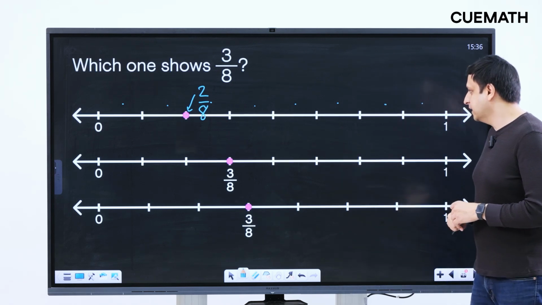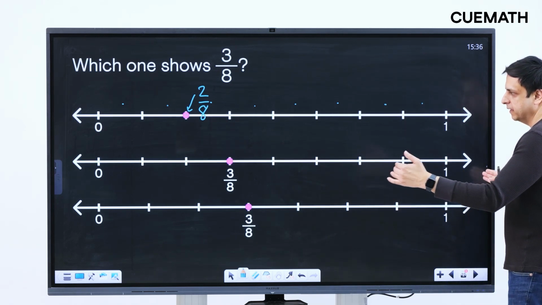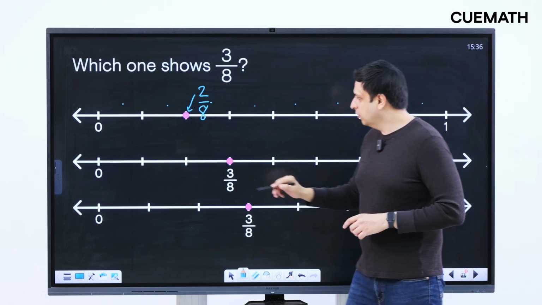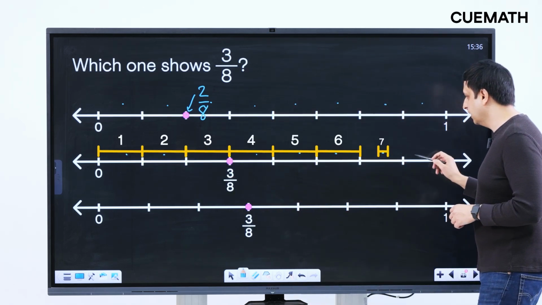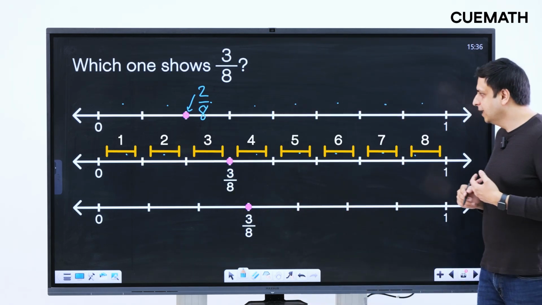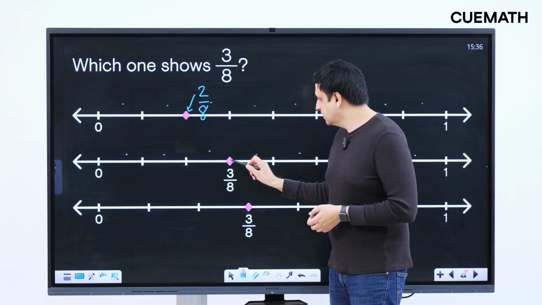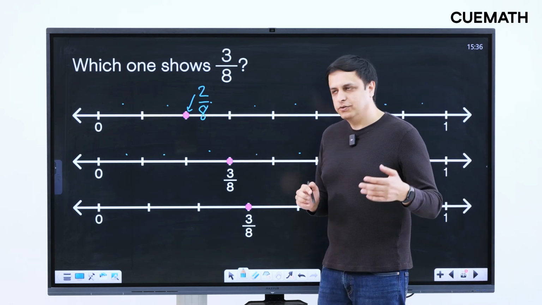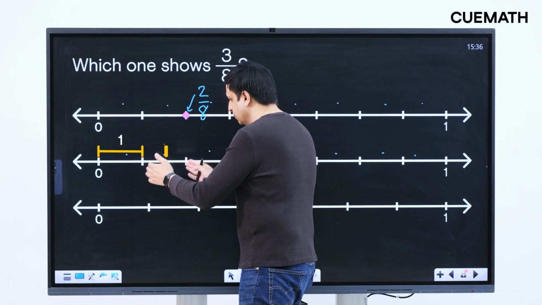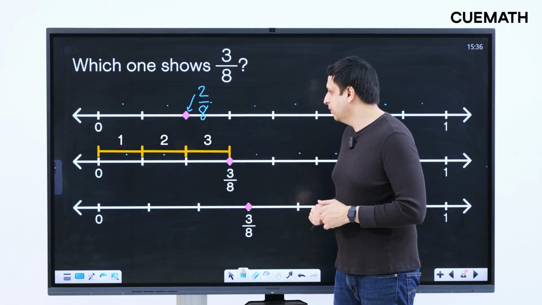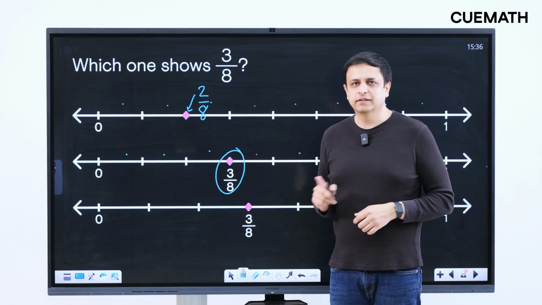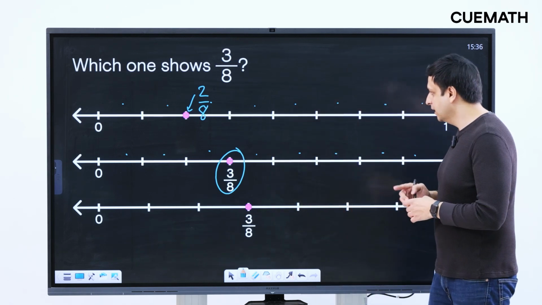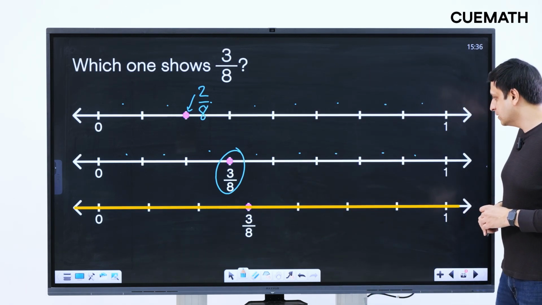Now let's take a look at the second picture. So again, the distance from 0 to 1. Let's count the number of parts. We have 1, 2, 3, 4, 5, 6, 7, 8. So 8 equal parts. That's great. And how far away is this point from 0? So let's count the number of parts. 1, 2, and 3. So this point is 3 parts away from 0. And therefore, this indeed is the fraction 3 over 8. So this is correct. But now let's also look at what the third one's doing here.